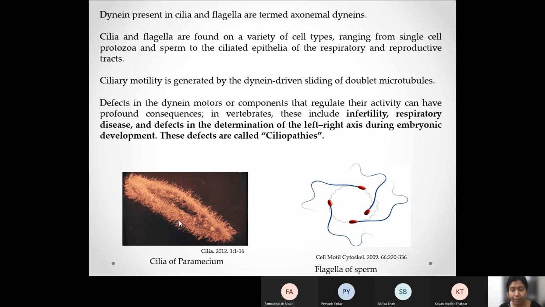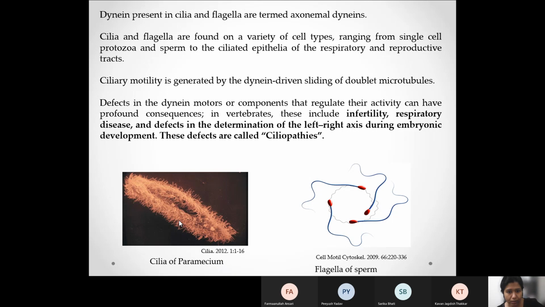So dyneins essentially do a lot of things. They can be involved in movement of cargo. Cargo could be anything. Just like kinesins, it could be movement of organelles, movement of ribonucleoproteins, movement of vesicles. It could be a number of things. They are also required during mitosis, where they function at the kinetochore complex, and they help in movement of the microtubules and in dismantling of the nuclear membrane. So there are hundreds of functions that they do.